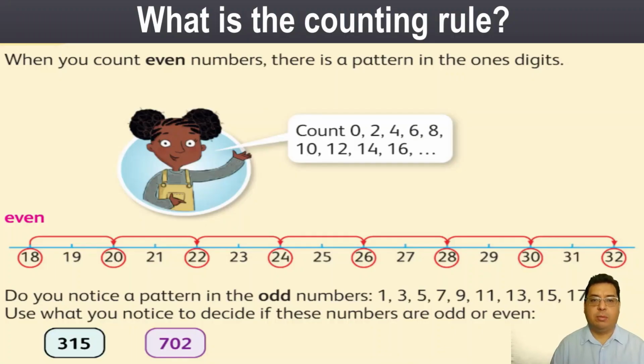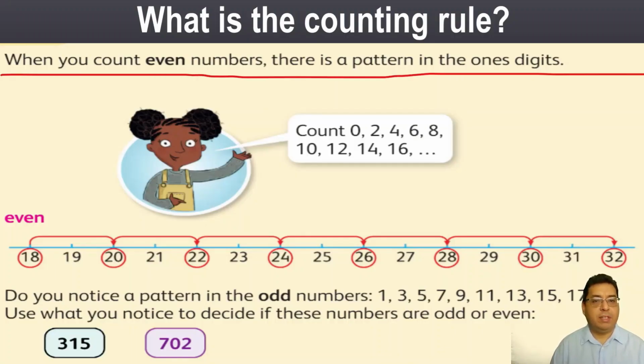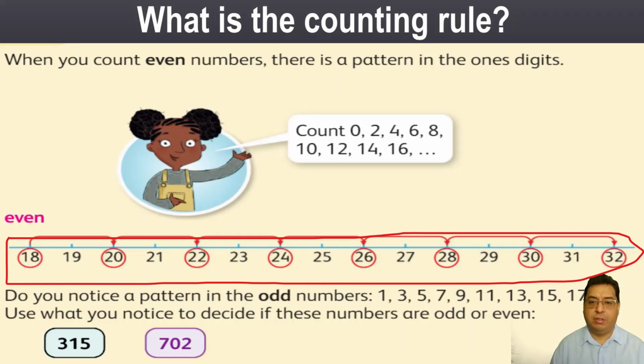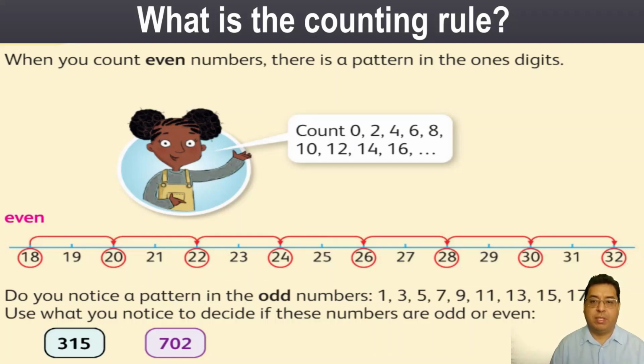So what is the counting rule? When you count even numbers, there's a pattern in the ones digits. For example here, if you count 0, 2, 4, 6, 8, 10, 12, 14, and 16, and looking at the number line here, you go all the way up to 32, you'll see that all the numbers in the ones digit are even. Do you notice a pattern in the odd numbers? 1, 3, 5, 7, 9, 11, 13, and onward? Well, again, if you look in the ones digit, all those numbers are odd.